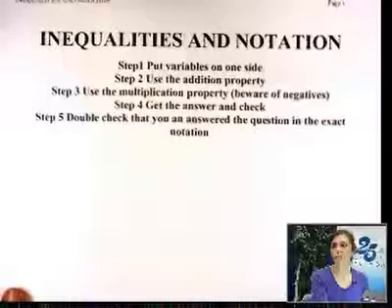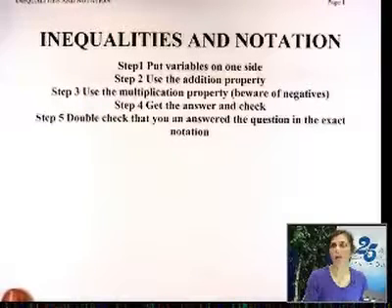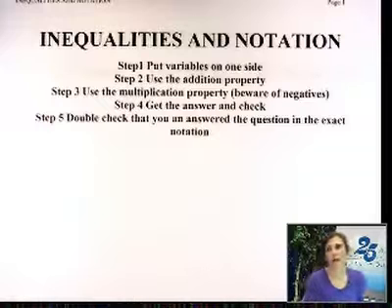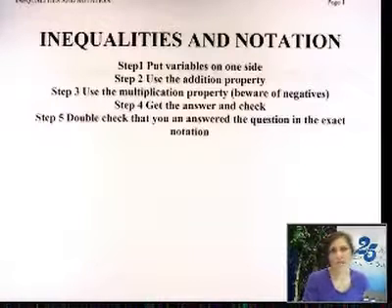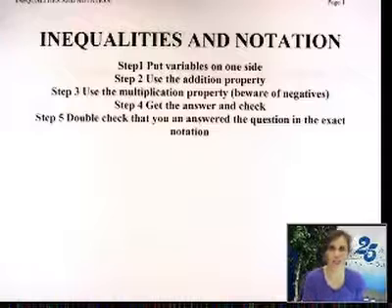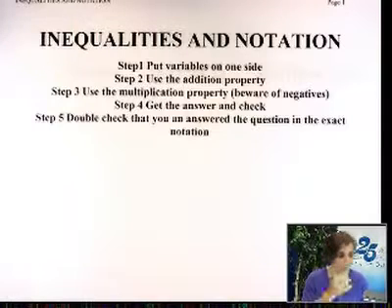Now, to solve inequalities, put the variables on one side and then use the addition property, and it's very similar to the addition property of equality. And then use the multiplication property. Beware of negatives. I'll just show you when the coefficient is negative. And get the answer, and then always check. Then read the question and see if they asked you the question in a certain notation, and then you have to answer the question with that notation. So let's get started.